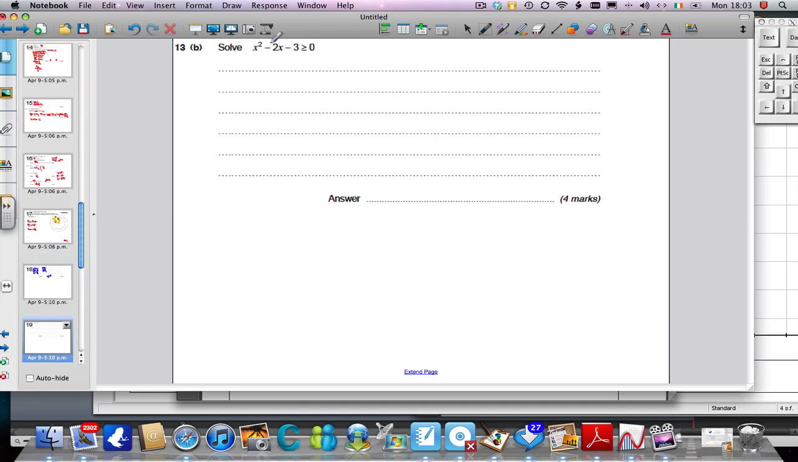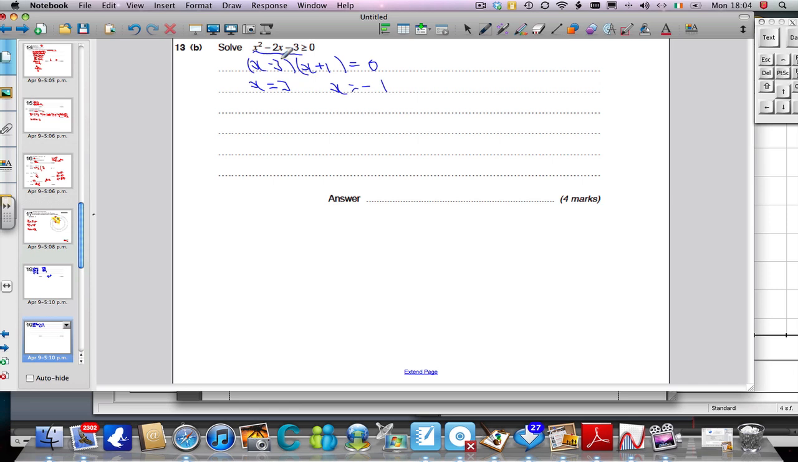Right, solving this. Well, using the knowledge that we already have, this looks like a quadratic, so I'm going to treat it like a quadratic. So I need factors of negative 3 that add to give me negative 2. And with a little bit of thought, we get negative 3 and plus 1. So that would give us, if it was equal to 0, x is equal to 3 and x is equal to negative 1.